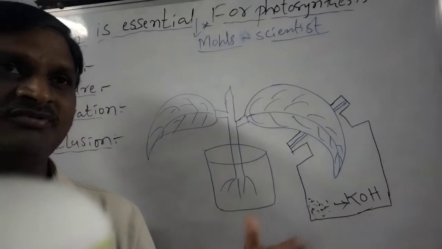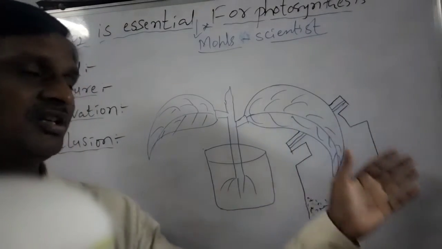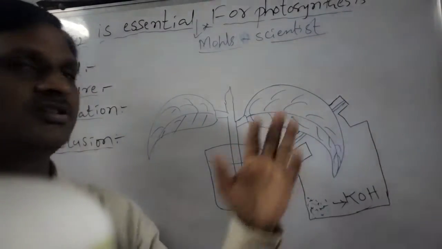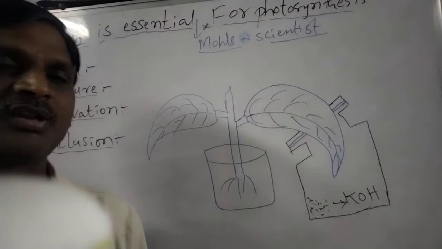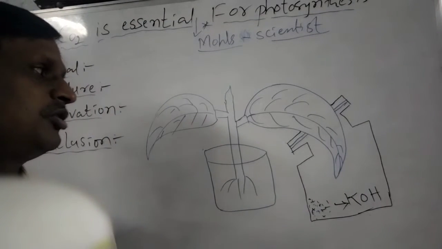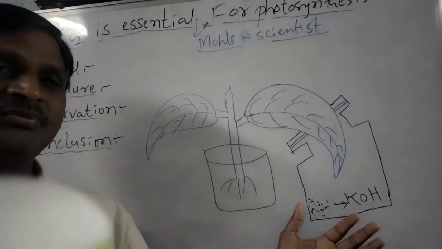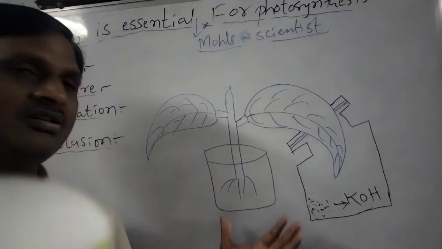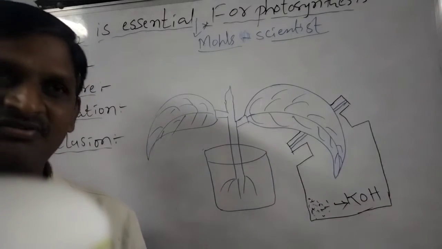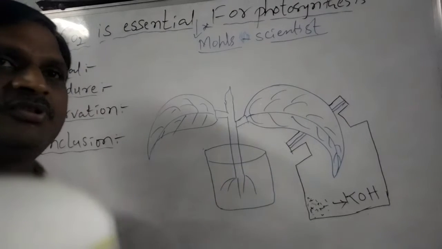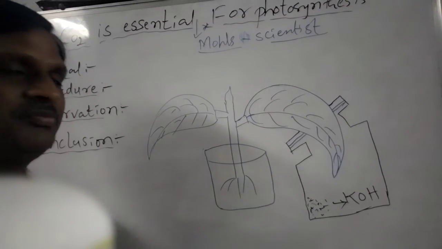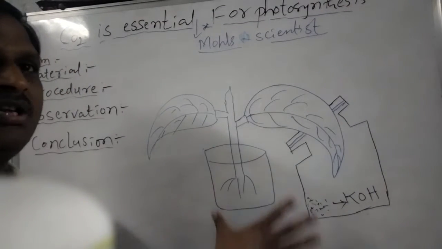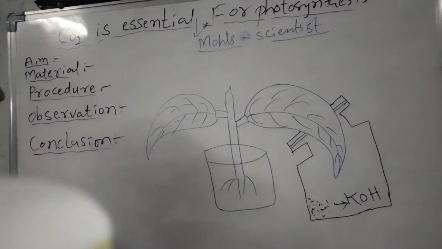The potted plant selected for this experiment has to be kept in the dark room for 3 to 4 days. Okay, after 3 to 4 days it must be taken out from the dark room and exposed in the presence of sunlight. This should be kept in the presence of sunlight. When it is kept in sunlight, we should make some arrangements. Let us see.